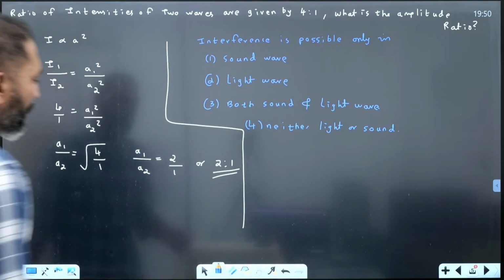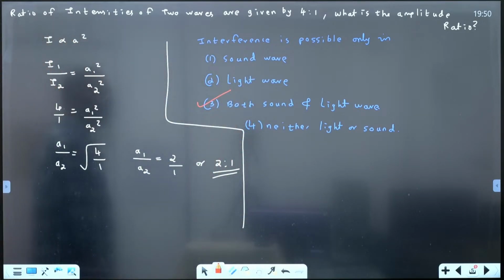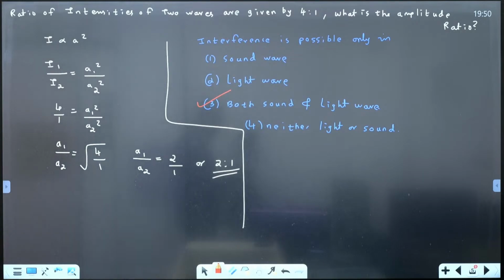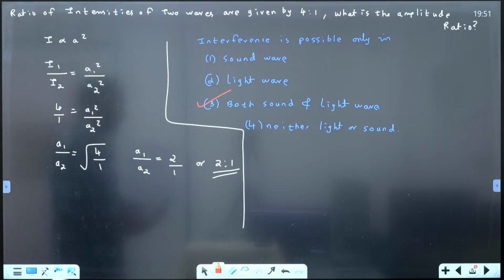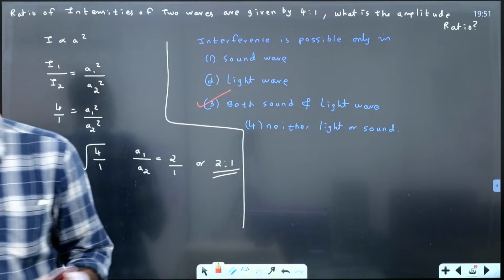Interference happens in sound and in light, in both interference takes place. Both sound and light wave. Remember, interference happens both in sound and light waves. Remember this. Any doubt? Option 3 is the right answer: both sound and light wave. Interference happens in sound and light.